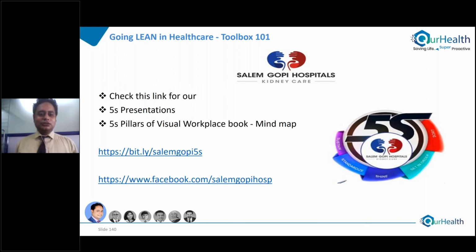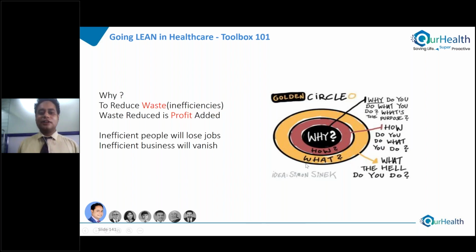So there are various references available, and Salem Gopi Hospital is one of the hospitals which has done an excellent implementation of 5S. Ashok sir has been very kind to share this, and we have given a lovely presentation which received very good feedback on 5S. So you can refer to all these. These are the links where you will get all of these.